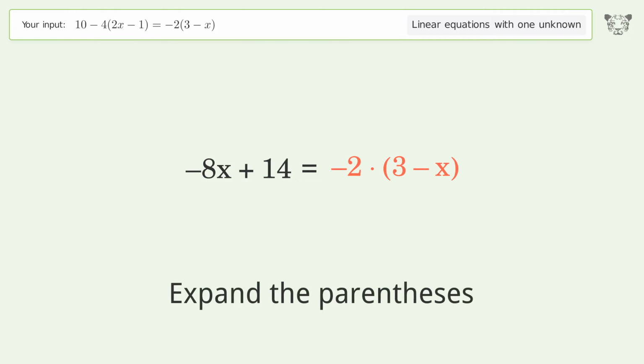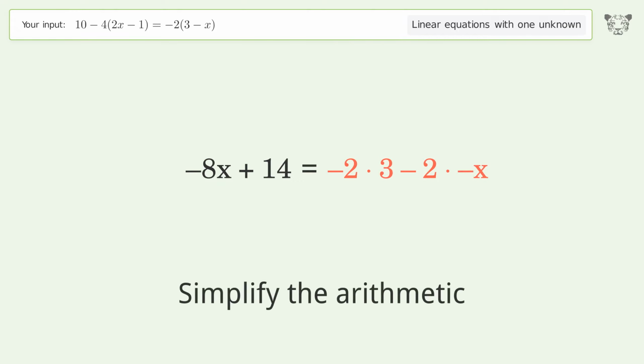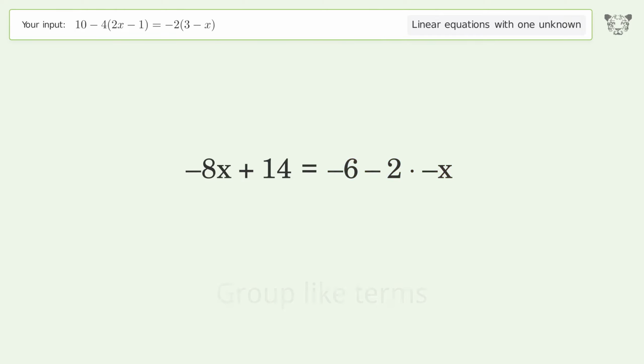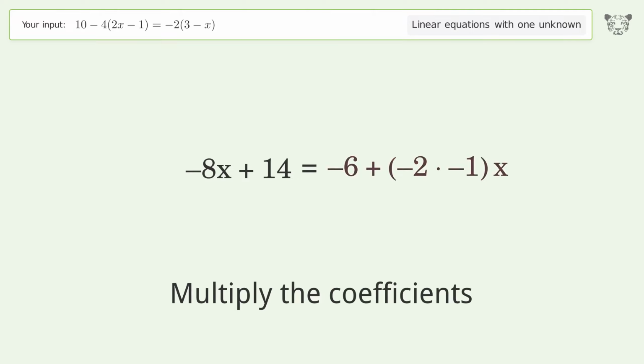Expand the parentheses. Simplify the arithmetic. Group like terms. Multiply the coefficients.